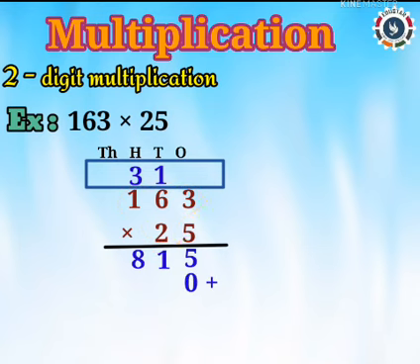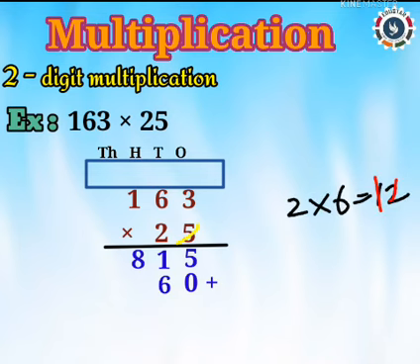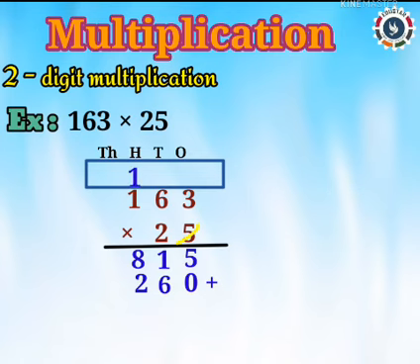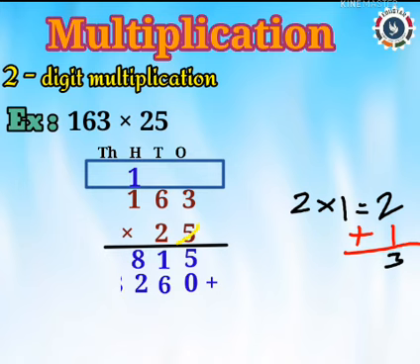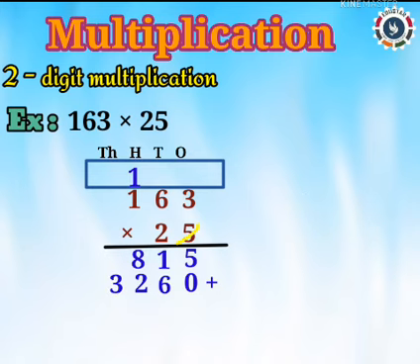Now we have to multiply 163 by 2 tens. So put 0 here. Cut this number in 1's place and rub the carry. Now start multiply. 2 3s are 6. Write 6 under 10's column. 2 6s are 12. Write 2 under 100's column. Carry 1 to the 100's column. 2 1s are 2. 2 plus carry 1 is 3. Write this 3 under thousands column. We got 3260. Now add these two products.